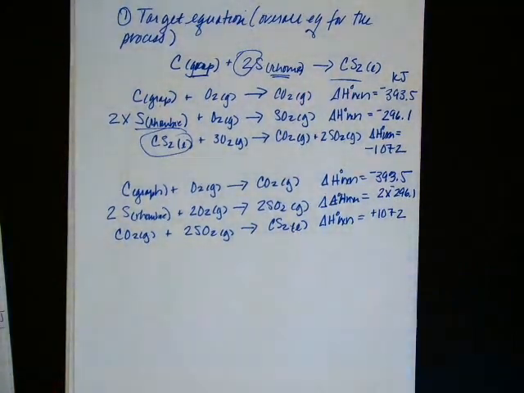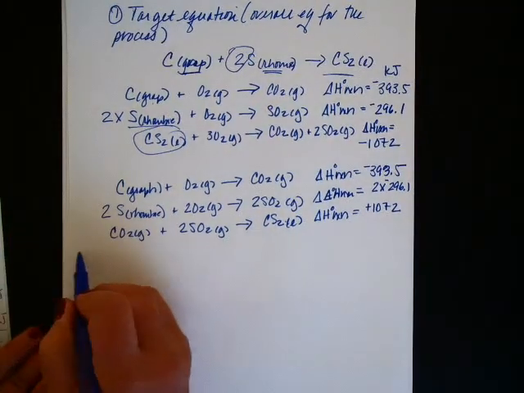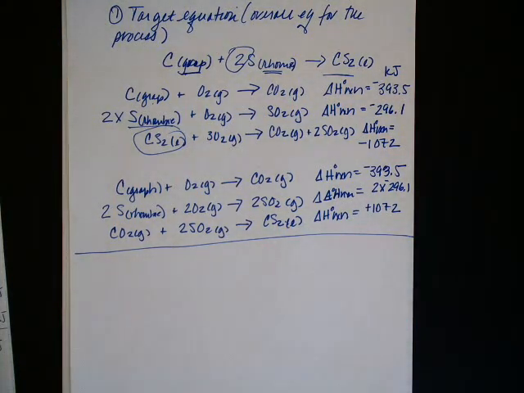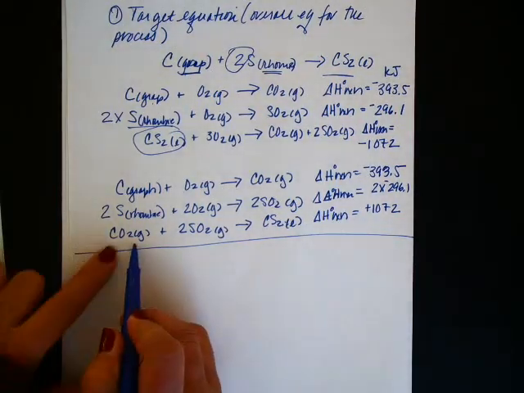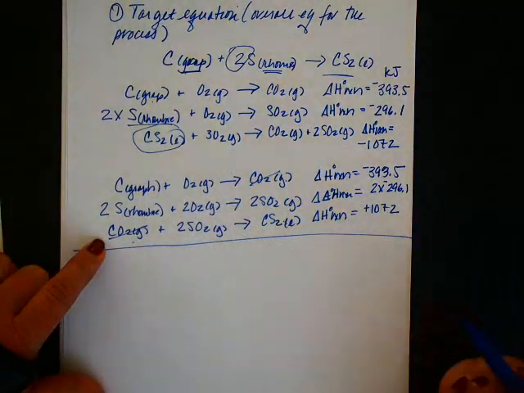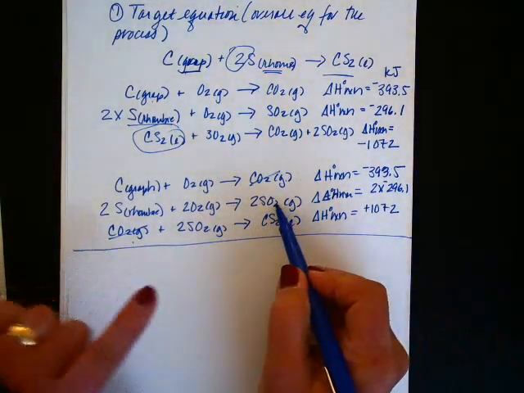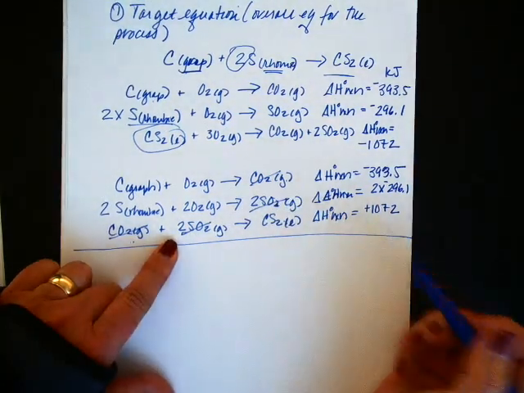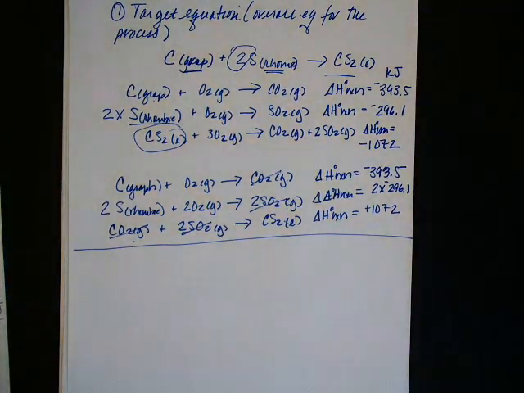So now I need to go through and cancel everything but what appears in my target equation. I have CO2 here and CO2 here. Those cancel. I have an SO2 here and an SO2 on the left. Those cancel. What happened here? Wait a minute.